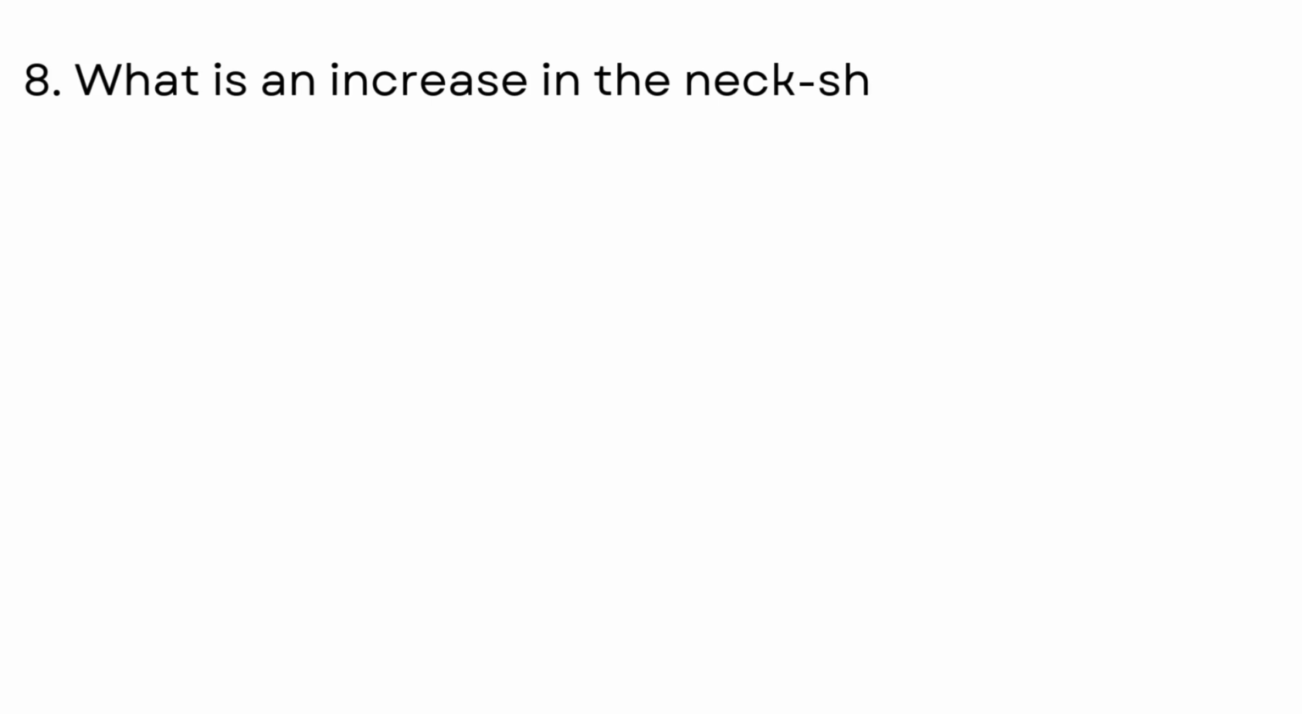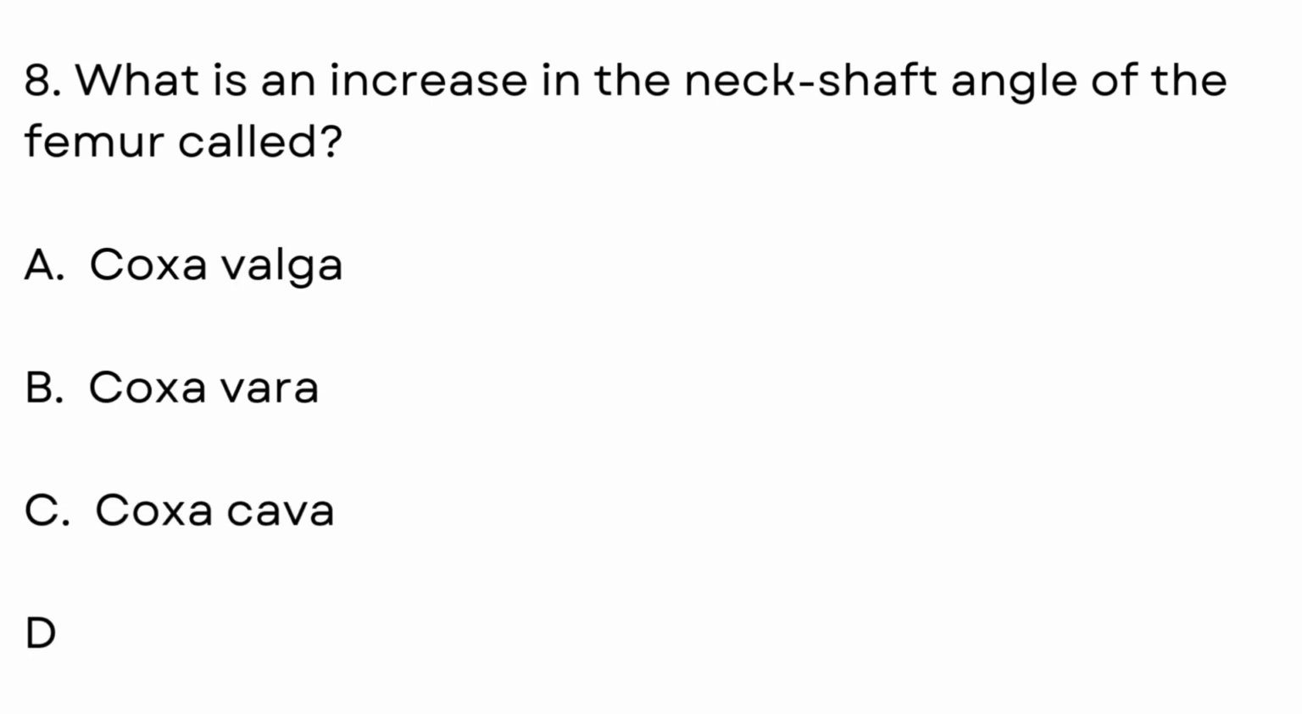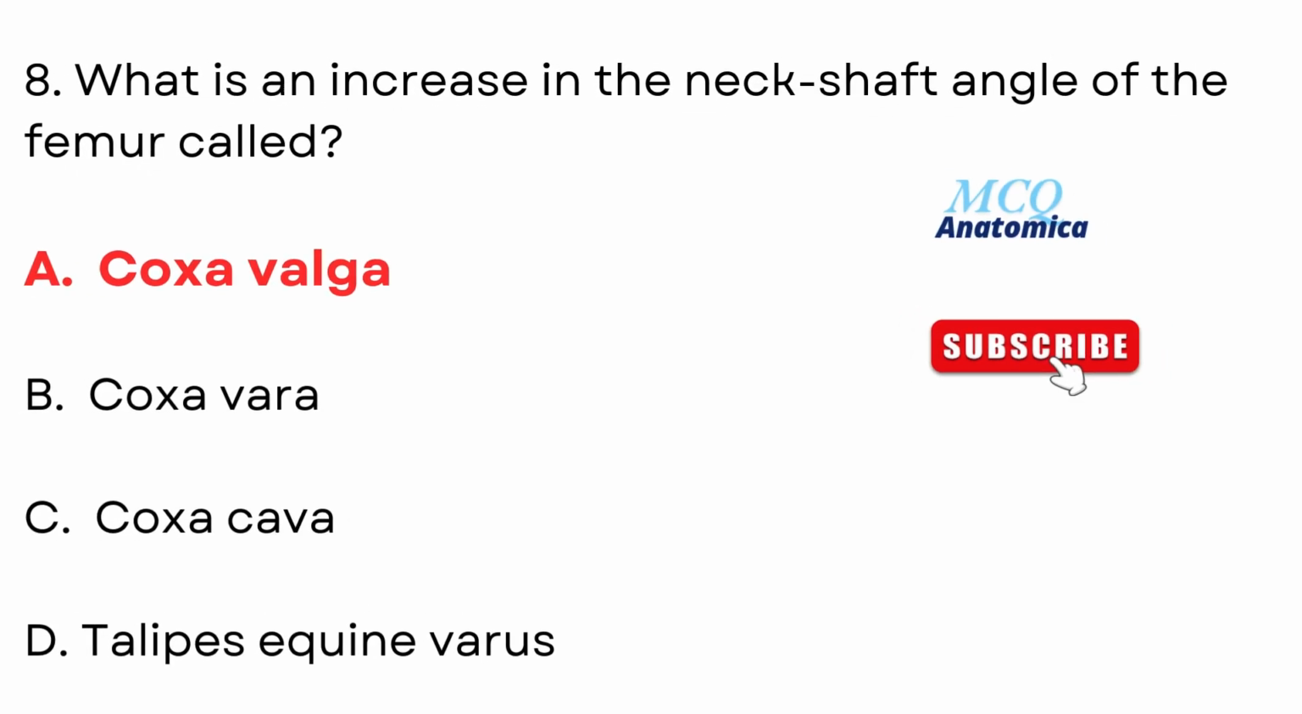8. What is an increase in the neck shaft angle of the femur called? A. Coxa valga. B. Coxa vara. C. Coxa cava. D. Talipes equinovarus. The answer is A. Coxa valga.